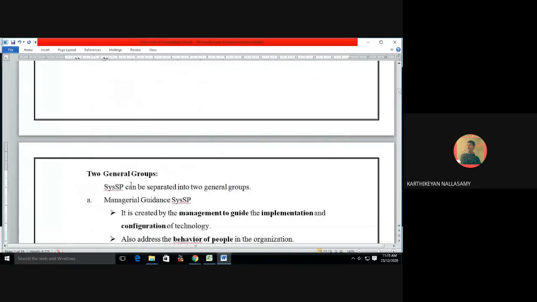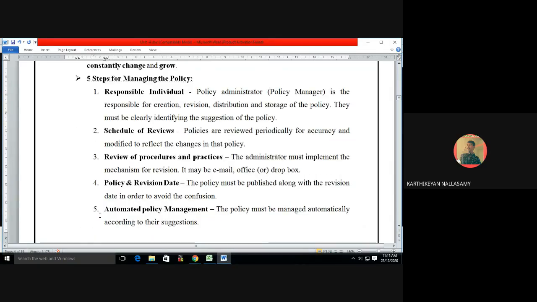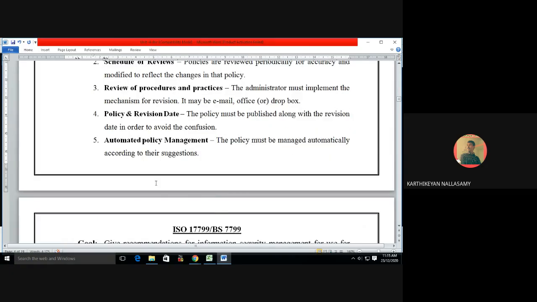So for policy management, the policy is a living document, so it must be managed and nurtured, and constantly upgraded according to the growth of the organization. We have to define the responsibility for the individual. We need to conduct a periodical review, provide a review of procedures and practices, and do policy upgradation. A revision date must also be defined, and automated policy management must also be defined.